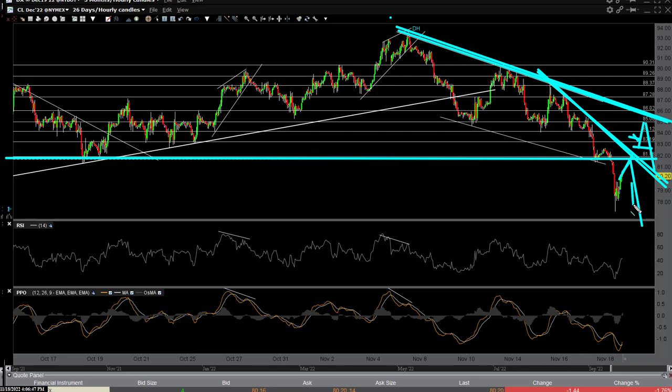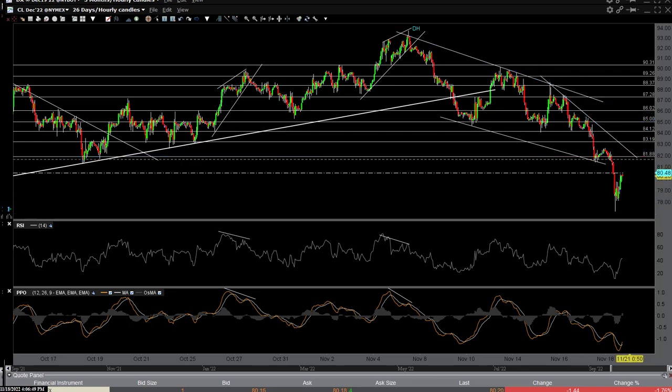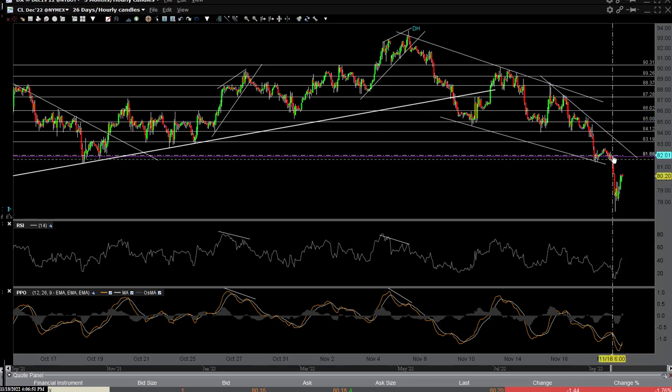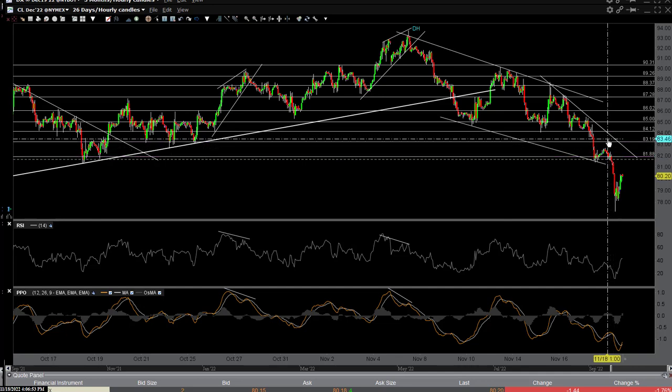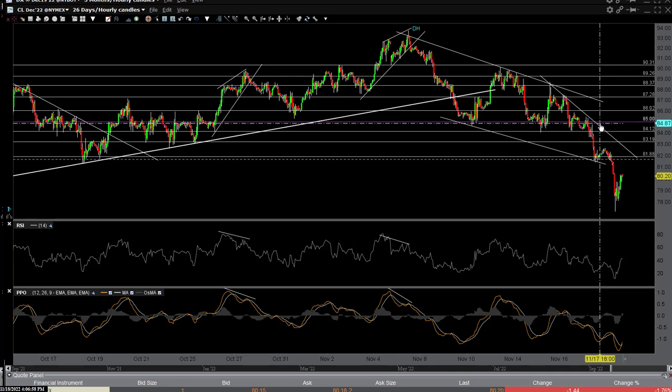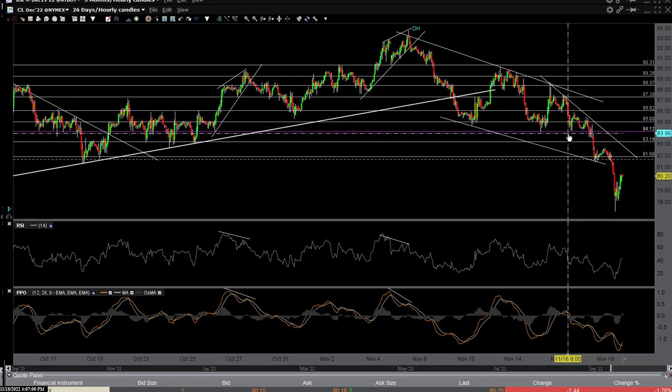But I think that would probably be the most we get, and then we may get that breakdown, and if so, that should help the energy short trade on the energy sector. That's the energy stocks, XLE, ERY, and the likes.